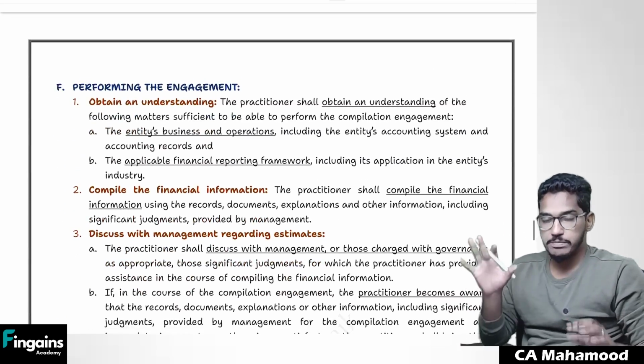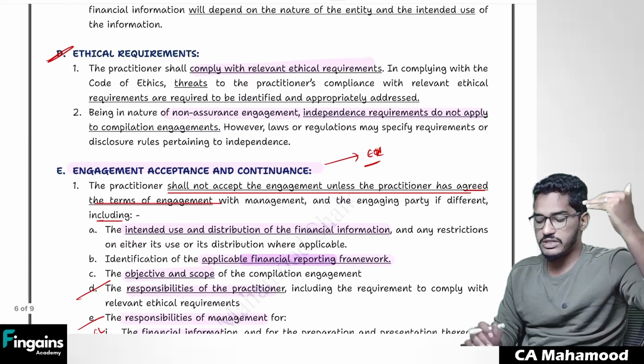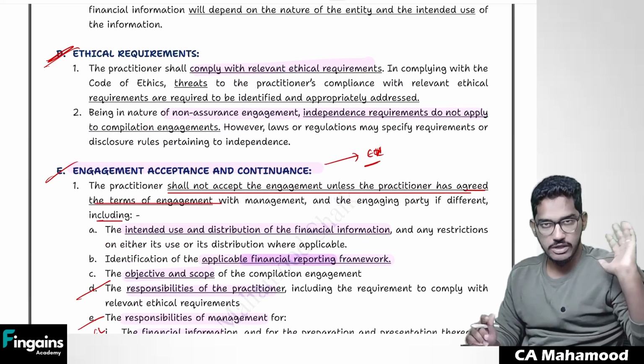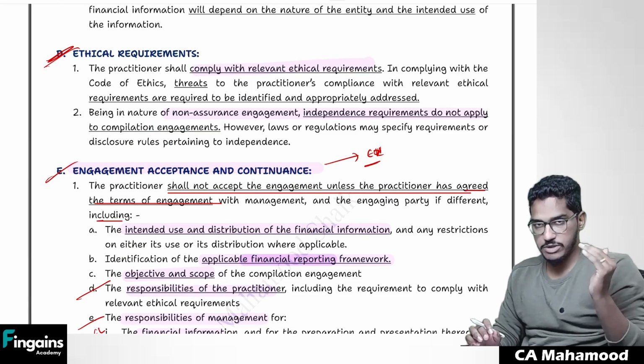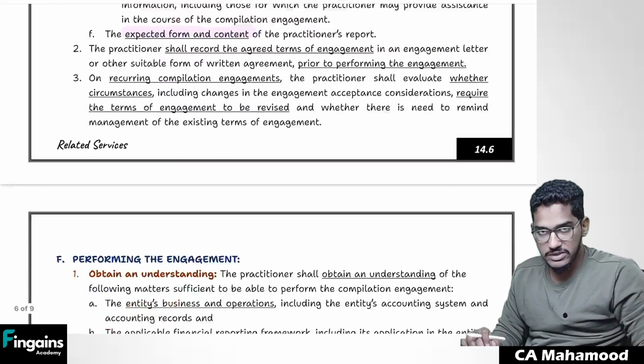Now, you have to start performing the engagement. So these are something like preliminary engagement activities. You will check the compliance with the ethical requirements. Then you will check whether you can accept and continue the engagement or not, and you will get the engagement letter signed by the client. So after that, you have to start doing that compilation engagement.